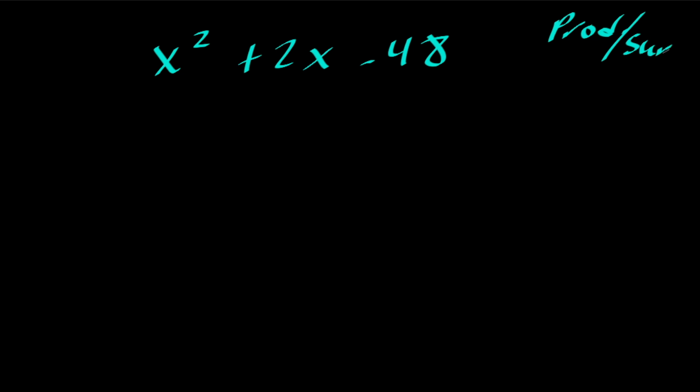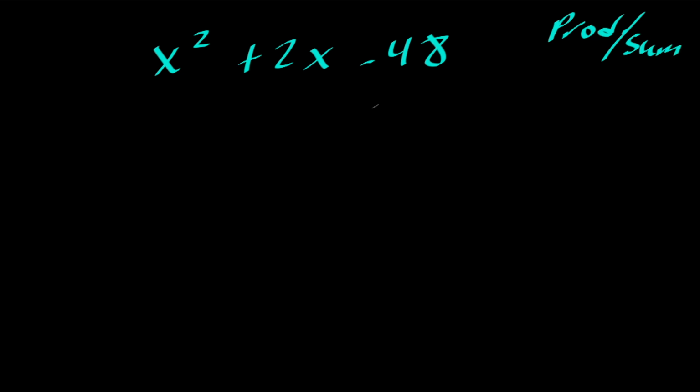So let's say I have x squared plus 2x minus 48. So first, answer me this. Could I factor a GCF out of this? No. X squared, x, and no x means I can't factor out an x. The lead coefficient is 1, so I can't factor out a number bigger than 1. So I have to use my product sum factoring, or some people call it reverse FOIL.